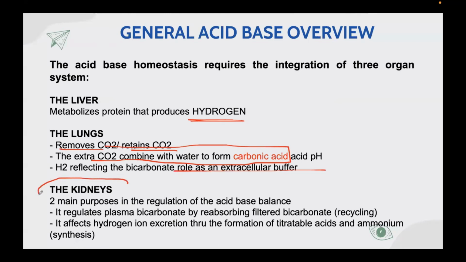Itong kidneys natin, meron siyang two main purposes in the regulation of the acid-base balance. Okay, mas maganda kung i-discuss natin siya thoroughly sa next topic, pero I think this was discussed in your anatomy and physiology. It regulates the plasma bicarbonate by reabsorbing the filtered bicarbonate through recycling, and it affects the hydrogen ion excretion through the formation of titratable acids and ammonium synthesis. So, dapat ito talaga mga hydronium ion na to, hydrogen ion na to, ma-excrete natin.